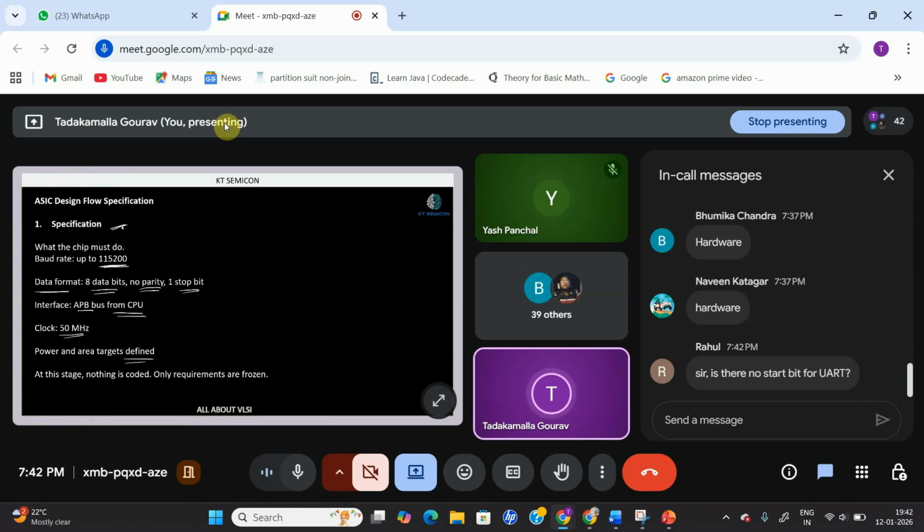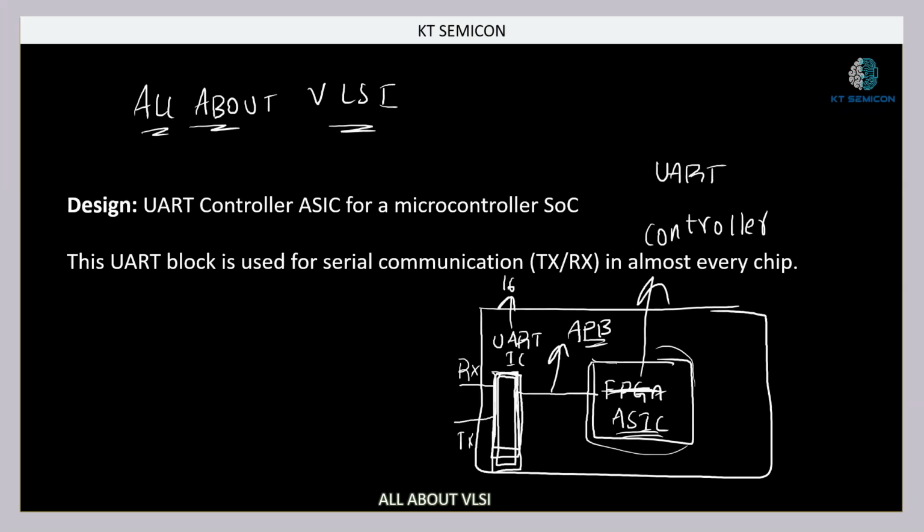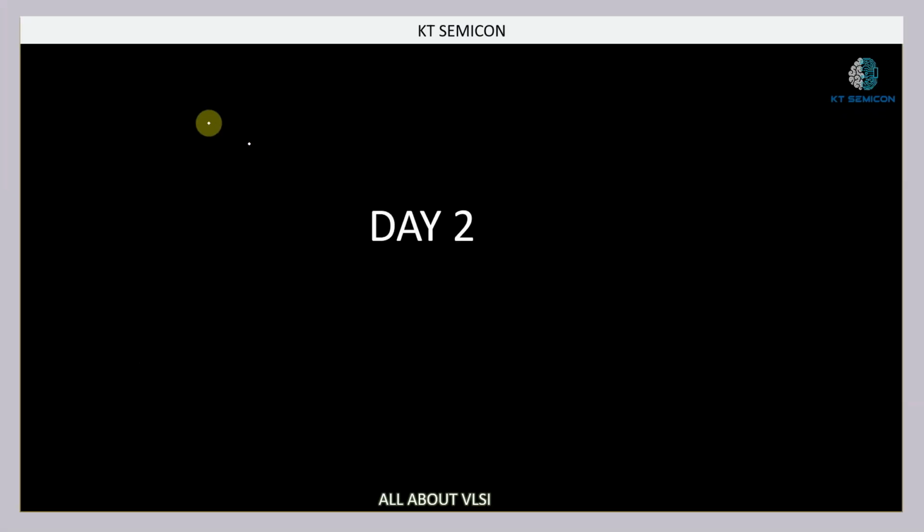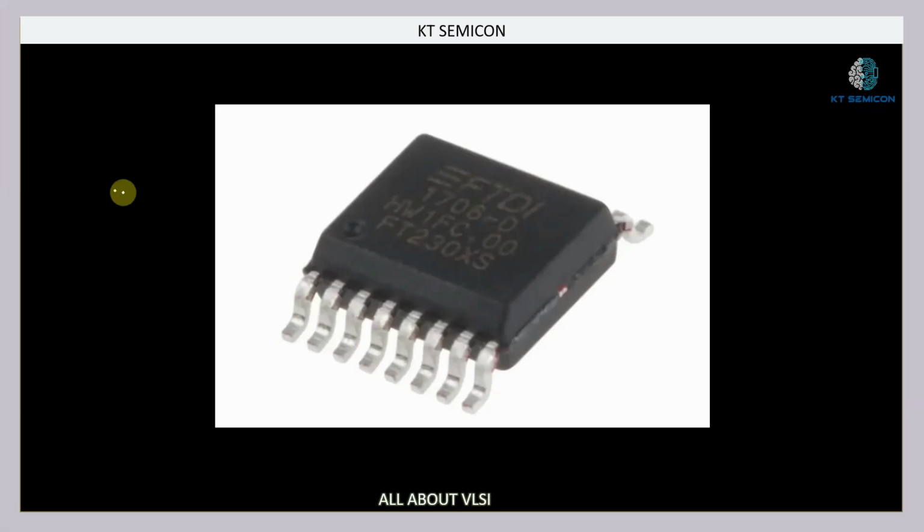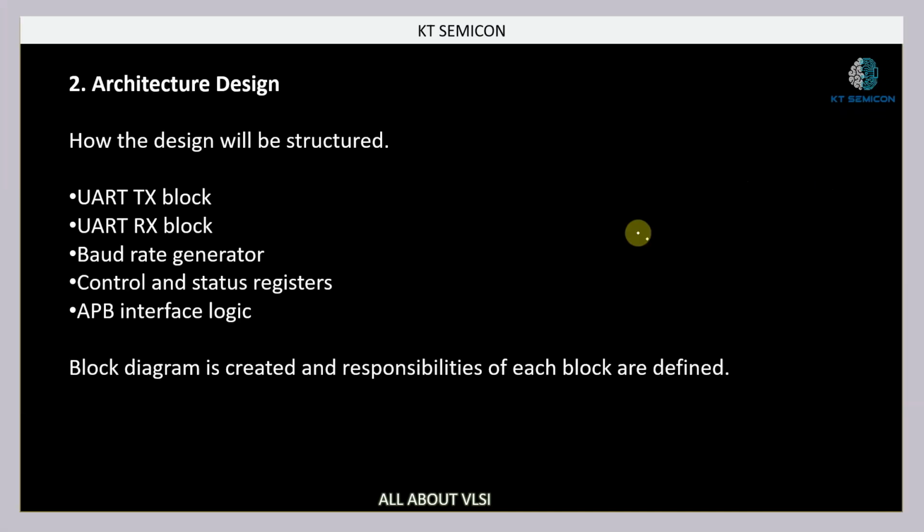Great. So this is the first step. In the ASIC design flow, the very first step is nothing but our specification. Now, what is our next step? Let us see what the next step is. So this is some chip we need to design. This is a controller which is going to control your UART. Okay. Now, next is architectural design.